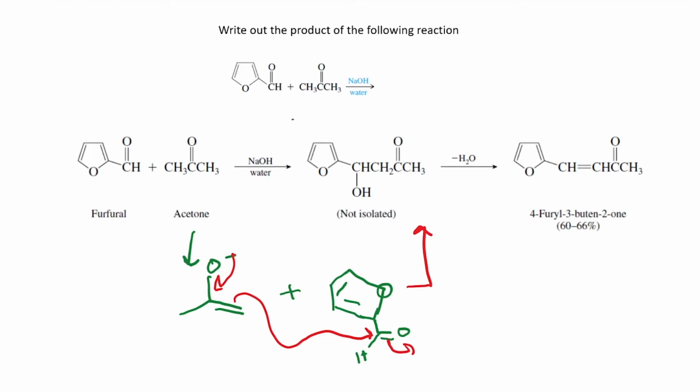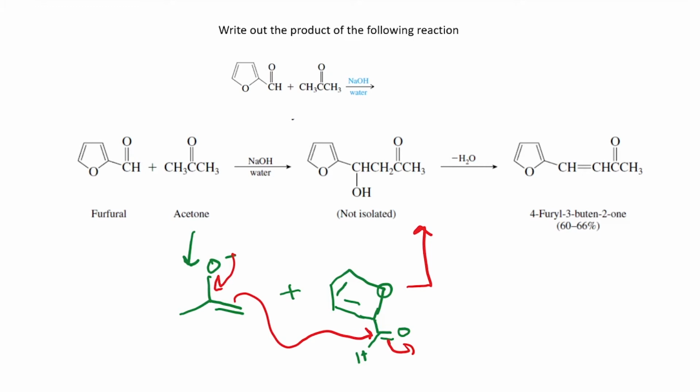So the next question is, write out the product of the following reaction. Here you have an aldehyde of furan, furfural it's called, and you have acetone in the presence of sodium hydroxide and water. Normally aldehydes are more reactive when it comes to enolization, but in this aldehyde there is no enolizable hydrogen alpha to the carbonyl. So therefore furfural would act as the electrophile in this case.